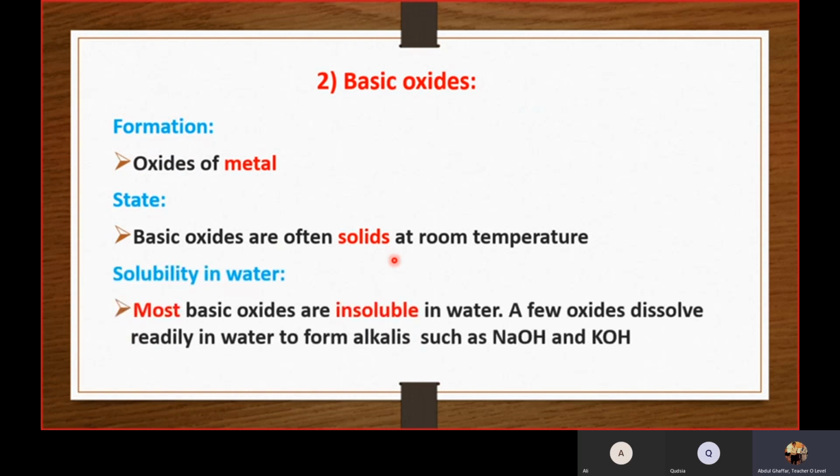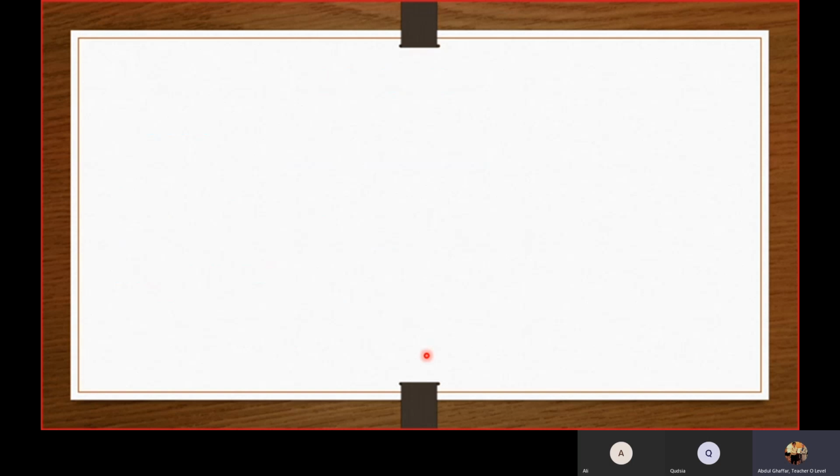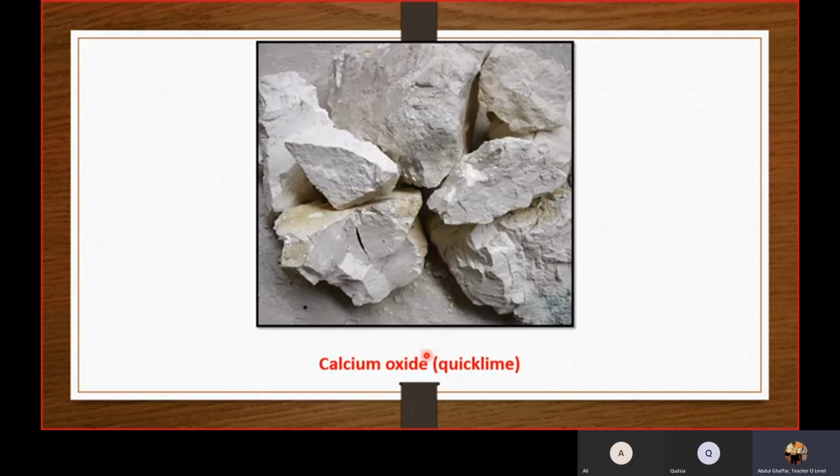Solubility in water: most basic oxides are insoluble in water. But a few oxides dissolve readily in water to produce alkalis such as sodium hydroxide and potassium hydroxide. As you know, alkalis are soluble in water, but the others are insoluble and are called bases. This example with a diagram is calcium oxide, or quicklime, CaO.